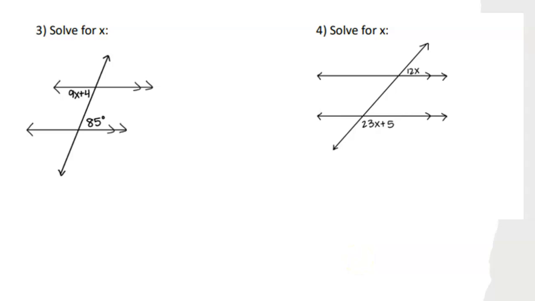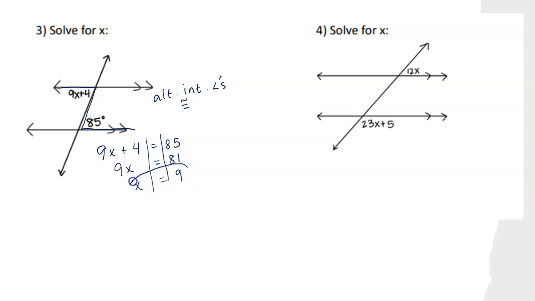I can also give you more complicated equations to solve. On this one, I know that I have some parallel lines. I see a big letter Z, so I have alternate interior angles. I can set those equal to each other. 9x plus 4 is the same as 85 because alternate interior angles are congruent. So I'm going to solve for x. I'm going to subtract 4, so 9x is equal to 81. And then I divide by 9, so x is equal to 9.